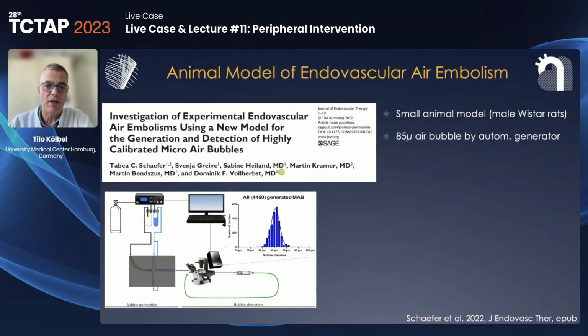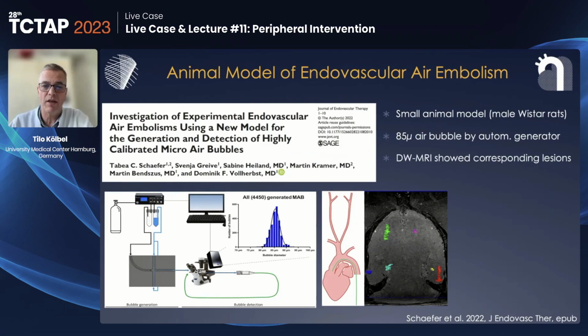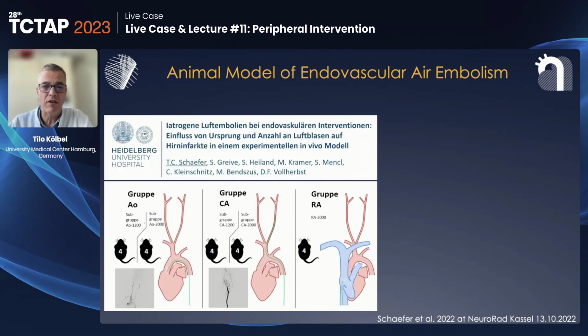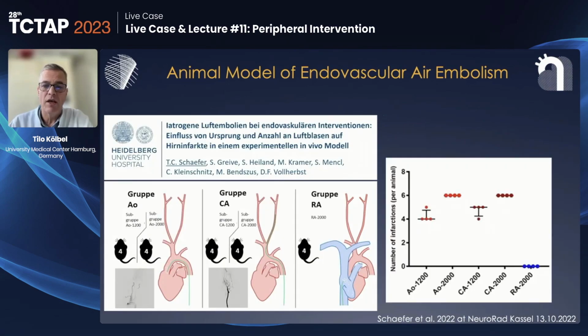Some new studies looked at these very small bubbles below the visible size, showing that if released in the ascending aorta, bilateral damage is seen on DW-MRI, and when released into the carotids, only unilateral damage is seen. This study looked further, and besides a negative control when released in the atrium, it showed that there's a nonlinear, volume-dependent relationship between the number of air bubbles released and damage in the brain.